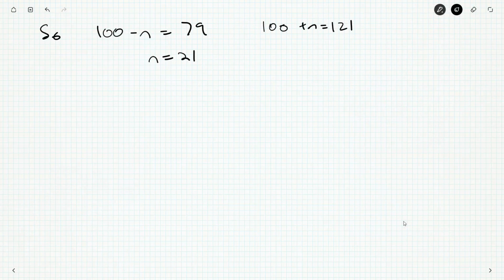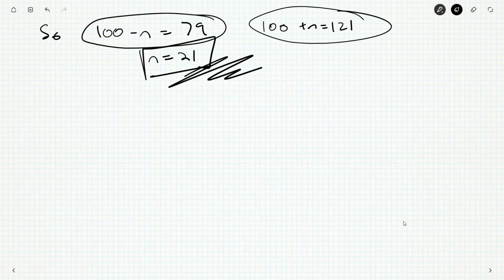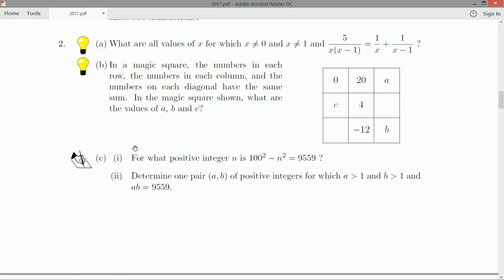If you wanted a more exact way, take this equation and subtract the second equation. You'll get 2n is 42, divide by 2 to get n is 21. But there we go, we have our answer. Alright, so that was C1.